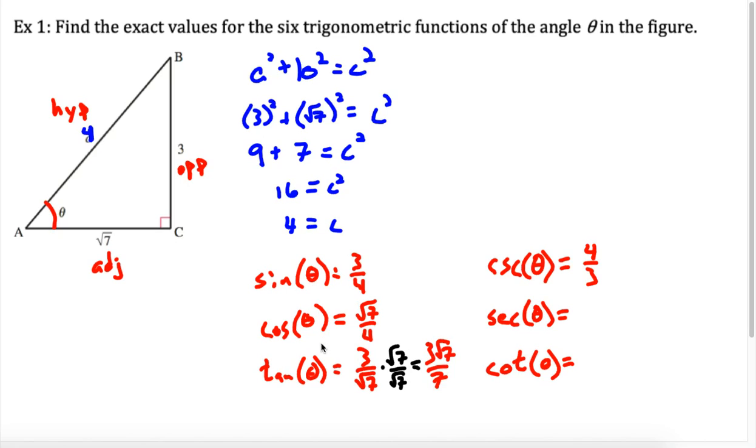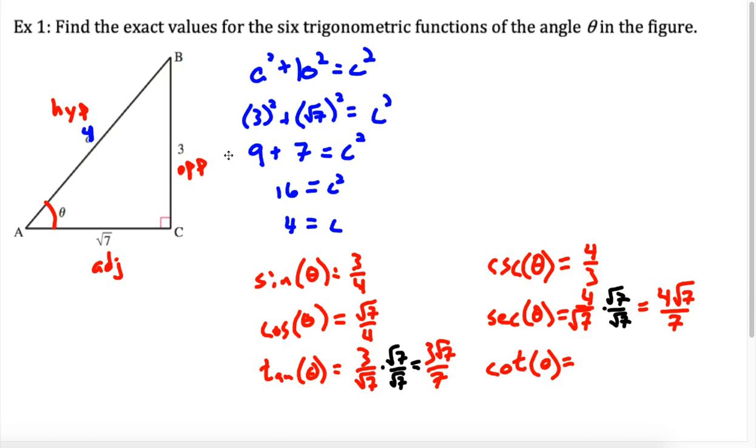If cosine of theta is square root of 7 over 4, then the secant of theta is 4 over the square root of 7. Now again, we have a square root in the denominator here, so we need to rationalize. So times square root of 7 over square root of 7, and we will end up with 4 square root of 7 over 7.